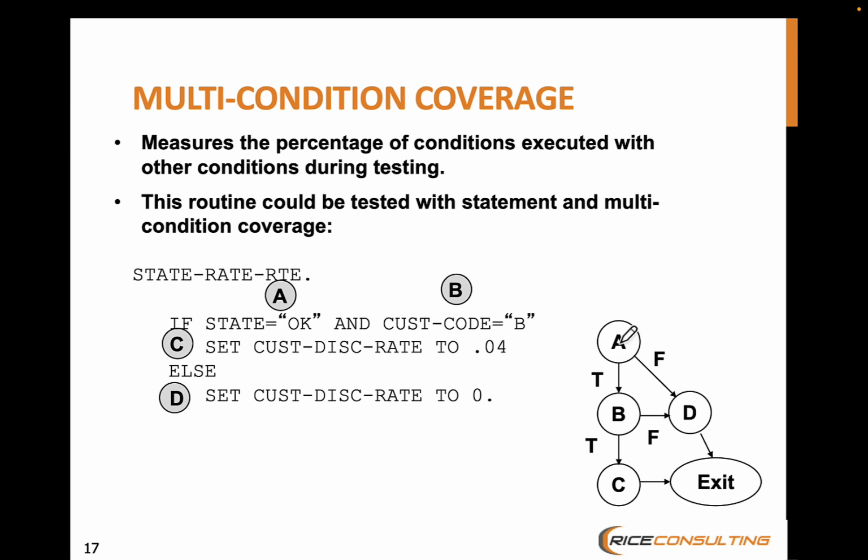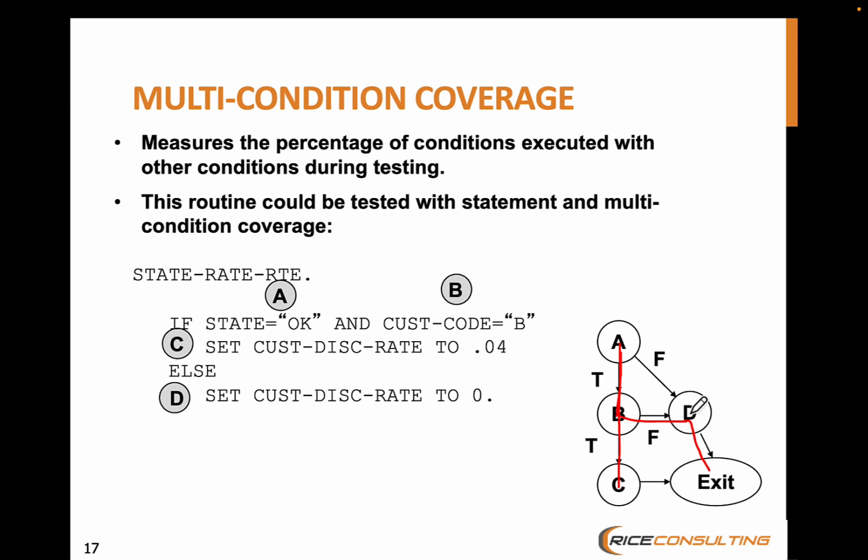So if A is true and B is true, then we go down to C. We set the customer discount rate to 0.04. However, if A is true and B is false, then we don't do the setting of the code.